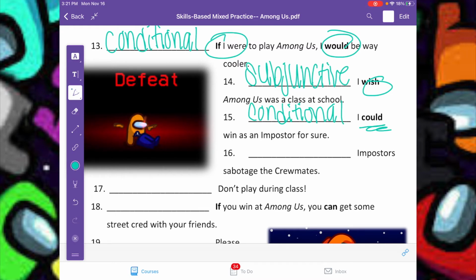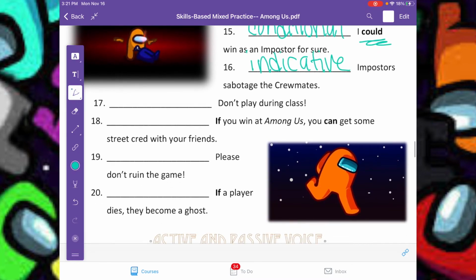16. Imposters sabotage the crewmates. This is a statement. It is indicative. Don't play during class. This here is a command. This is the imperative.